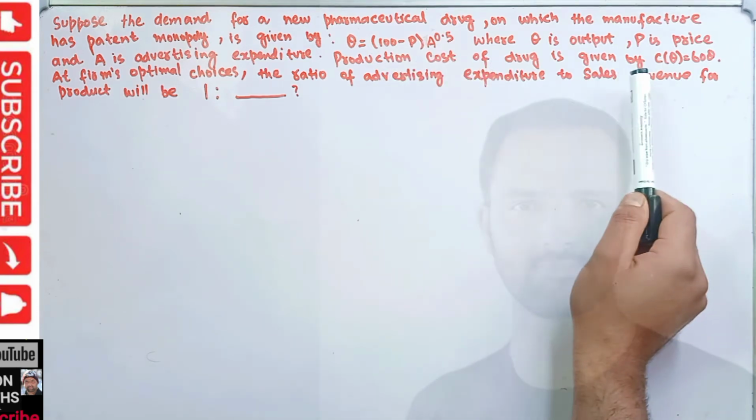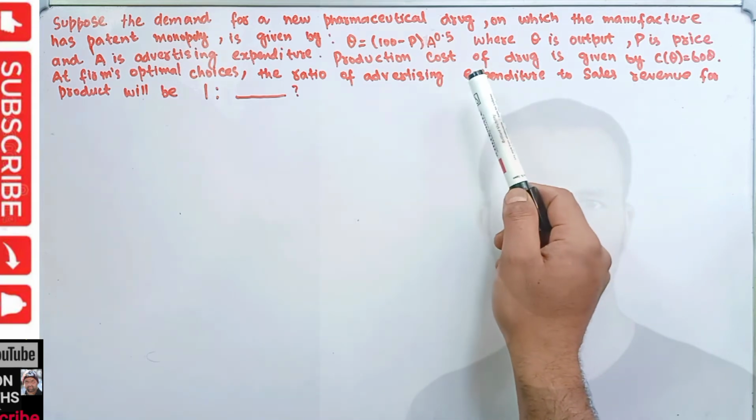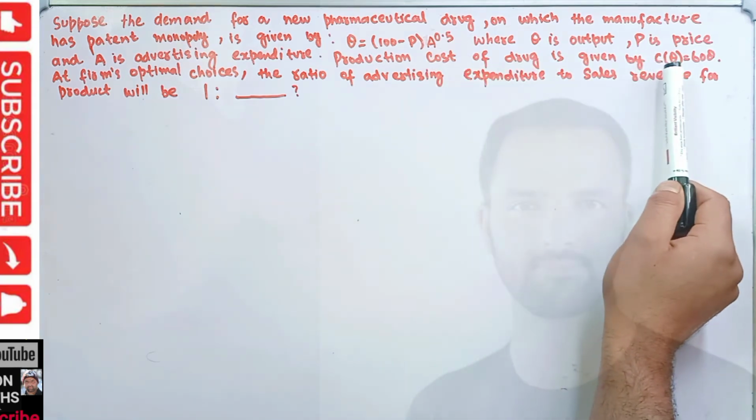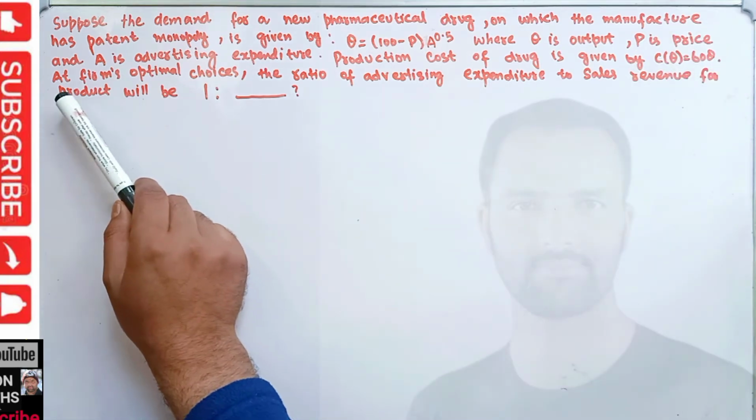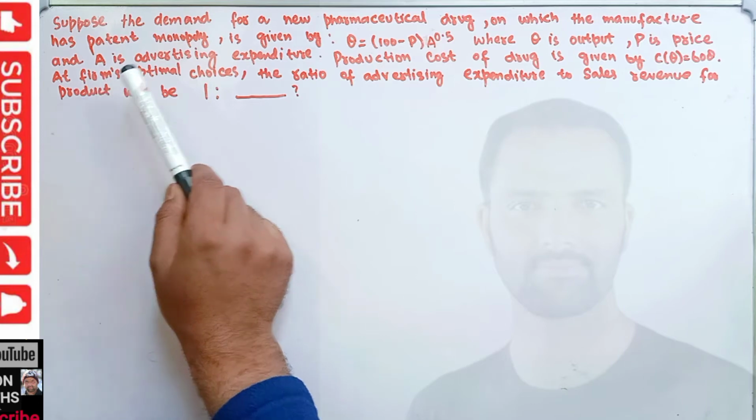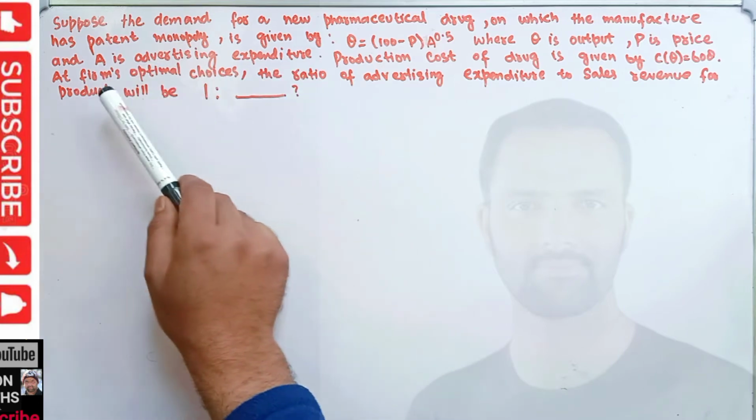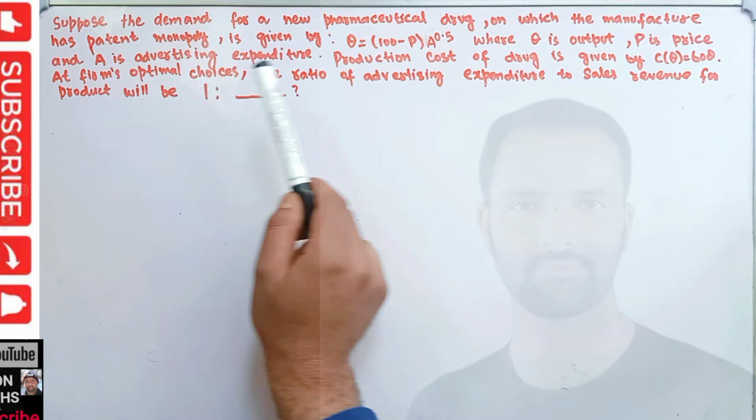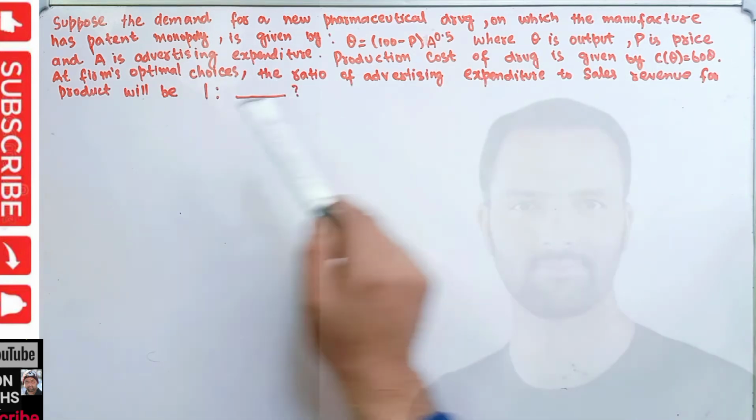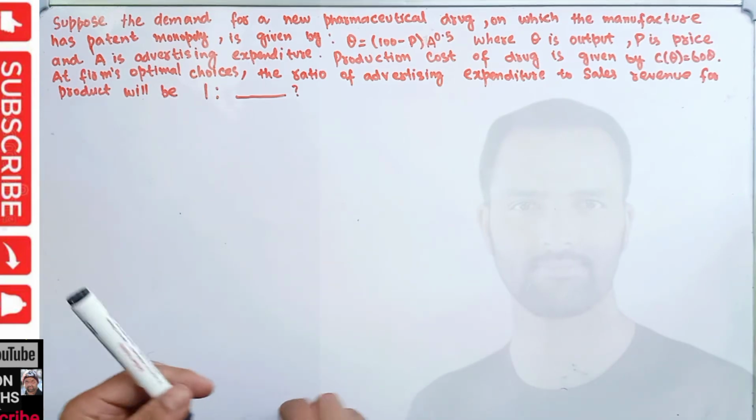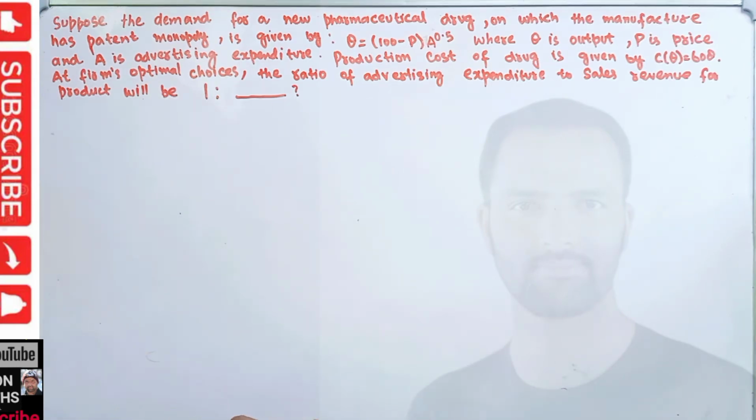We are also given that the production cost of the drug is given by the cost function C(Q) = 60Q. We have to find the firm's optimal choices, that is, when he is a profit maximizer, the ratio of advertising expenditure to the sales revenue, what we call the total revenue, for the product, that is, the pharmaceutical drug here. So let us see what we are being given.